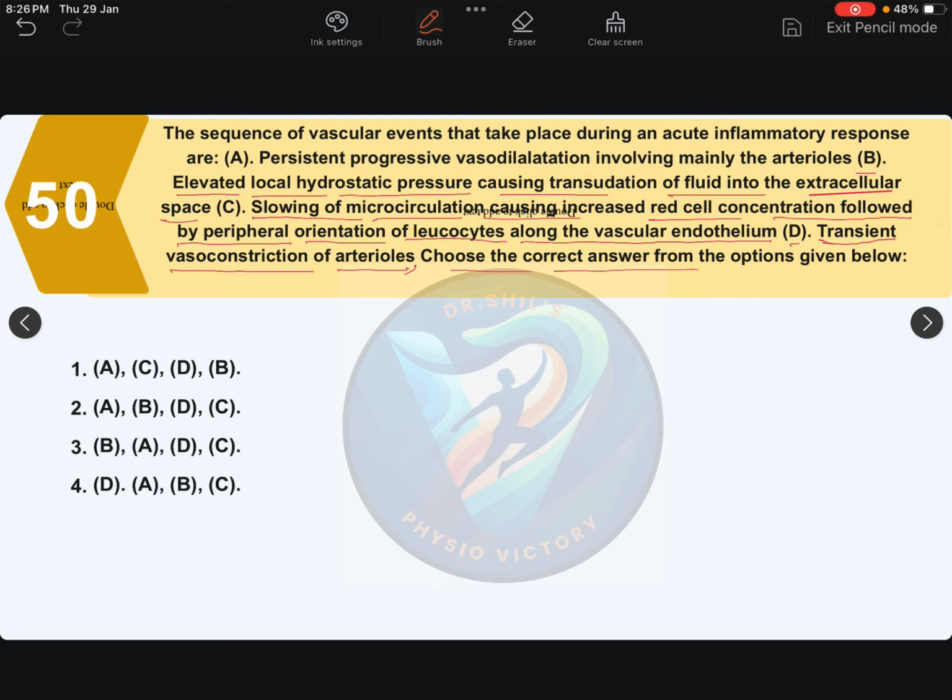सबसे पहले जो होता है वो होता है transient vasoconstriction of arterioles. This is the initial and brief response. Basically, it lasts for कुछ ही सेकेंड्स के लिए या मिनट्स के लिए रहता है. ये इमीडिएटली आफ्टर इंजरी होता है. ठीक है. सो डी सबसे पहले होगा और यहाँ पे डी सबसे पहले है. सो ऑप्शन 4 is the correct answer.